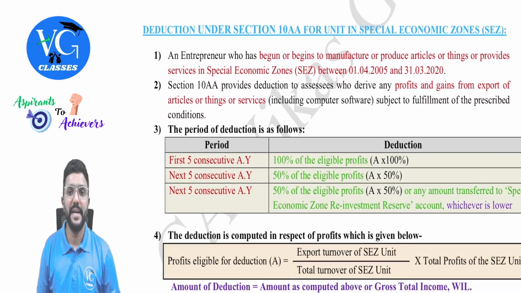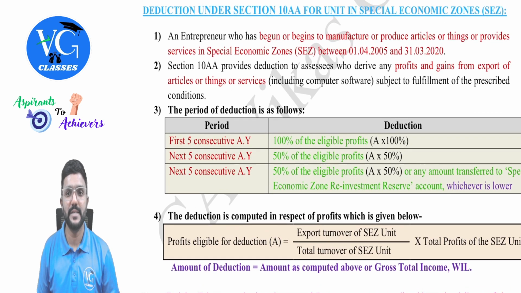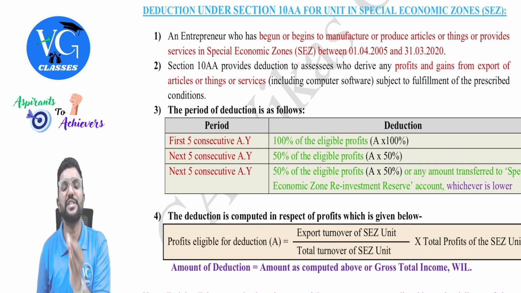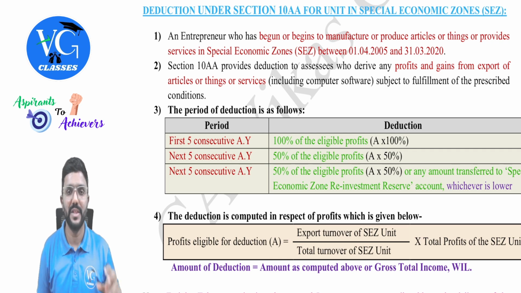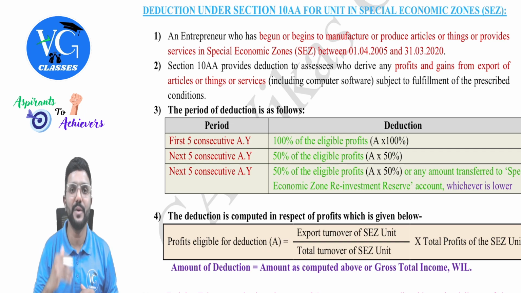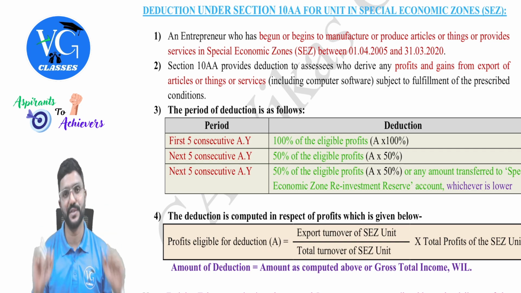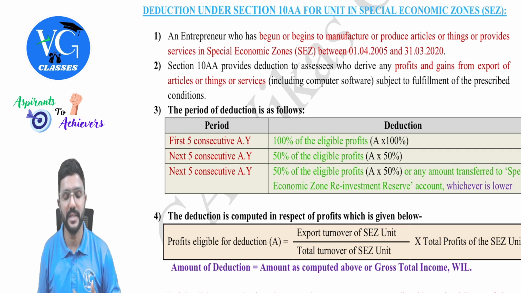Then coming to 10AA deduction. 10AA deduction is for an assessee who is doing a business in a special economic zone area as notified by the government. With respect to his export business, whatever profit he is earning is allowed as a deduction for the first 15 years, guys. So how is it? We will see.